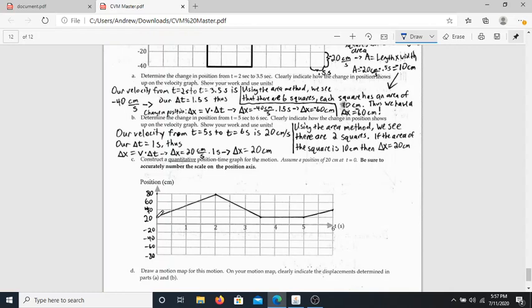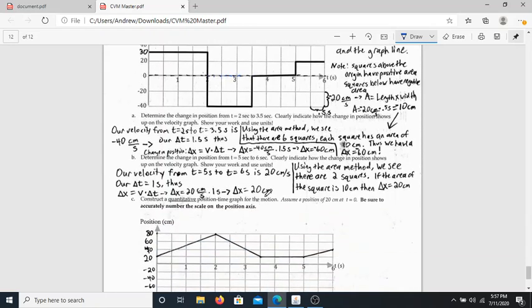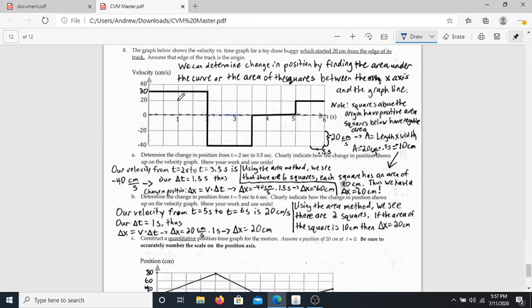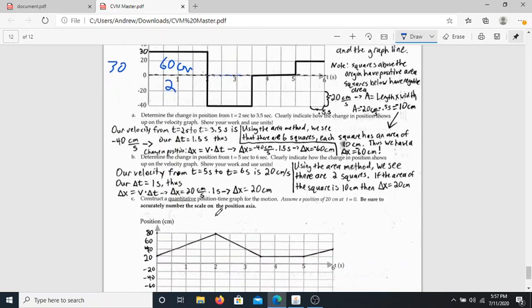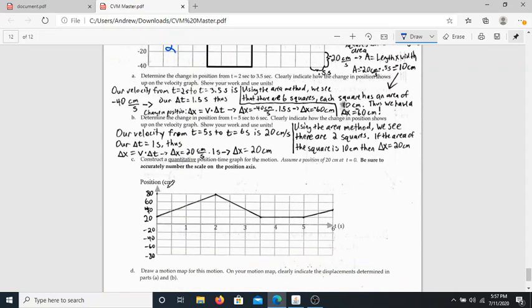Then, if we look at the first section, we want to figure out how far we go in section 1. Well, if we do the same method we've done before, to figure out the area of this section, I do this side times this side. This side is 30 centimeters per second. This side is 2 seconds. So we'll see that the total change in position is 60 centimeters. So after 2 seconds, we need to go 60 positive centimeters forward. By that, that means we go from 20 to 80 centimeters.